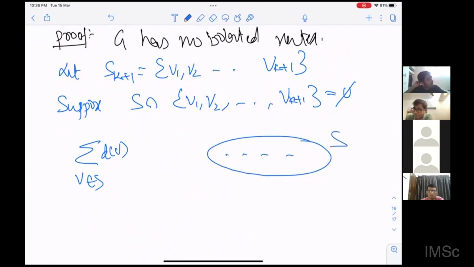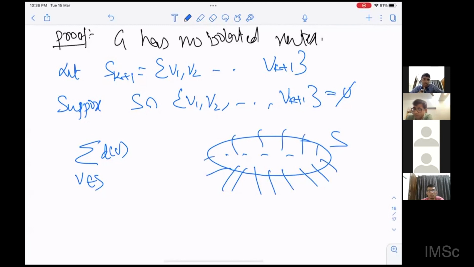Here is an S. At least k plus 1 times degree of vk plus 1. No, I would say that this is at least this. Yes, it will be. Do you agree to this? Summation of degree of V in S is at least E. Every edge is counted at least once. Maybe some edge is counted at least twice. So it can't be less than E.